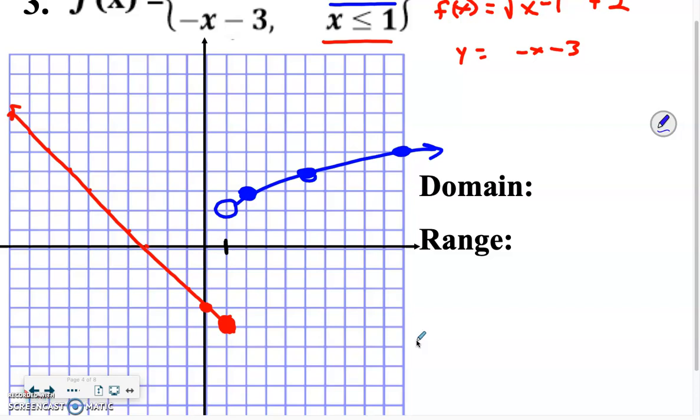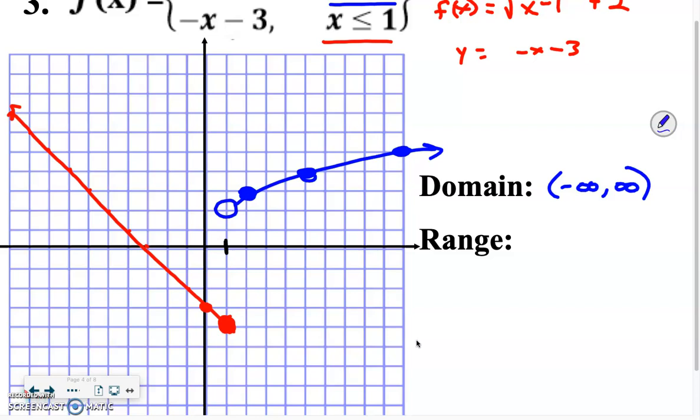Is there anywhere that x is not defined? No. Again, please understand, this is not a vertical asymptote. We are defined, if x is exactly 1, yeah, we're still on the red line. But as soon as x goes beyond, we just jump up to the blue, and we go from there. So the domain is still going to be from negative infinity to infinity. It's still everything. Now what about the range?